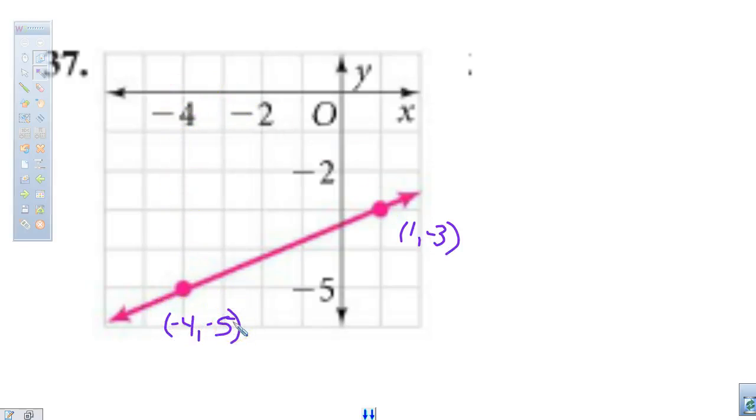In order to write something in point slope form, I have to know the point, I have to know the slope. It says its name, point slope form. I need the point, I need the slope. So I already have some points here. Now I need to find the slope. And slope is rise over run.